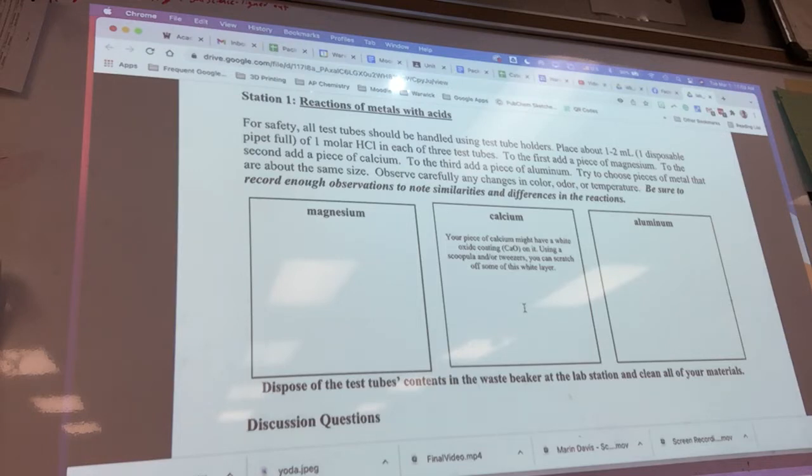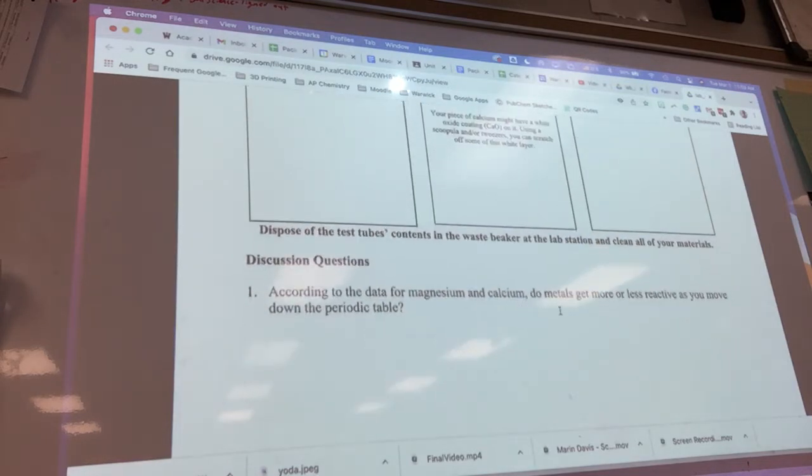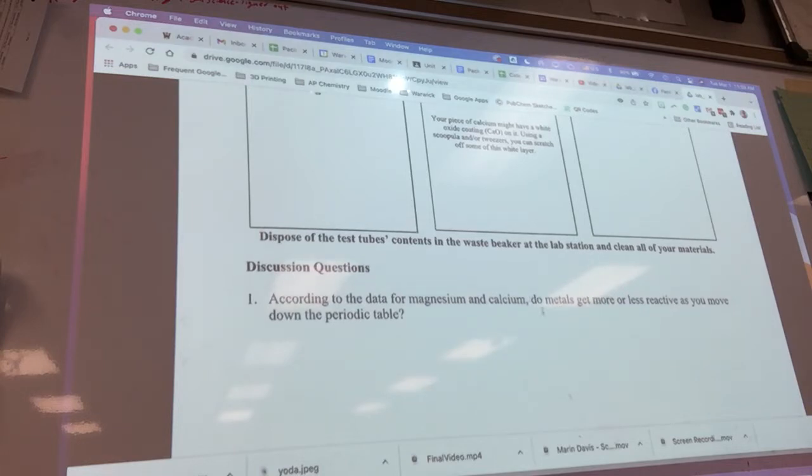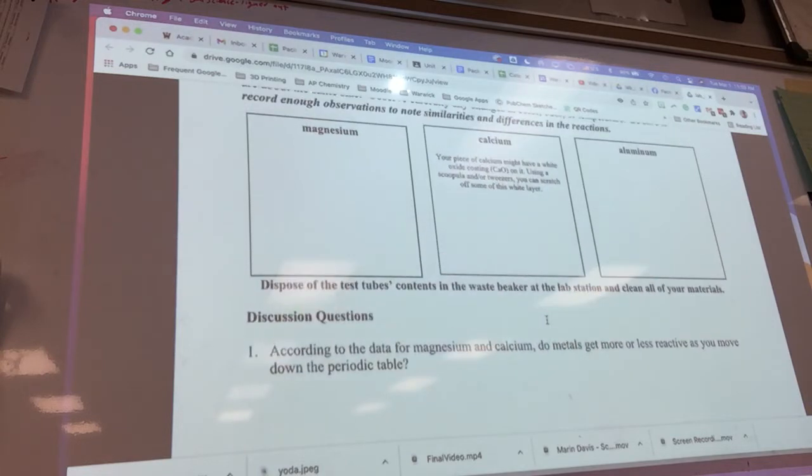All right, group number 1. According to the data for magnesium and calcium, do metals get more reactive or less reactive as you move down the periodic table? More reactive, good. And what made you say that calcium was more?